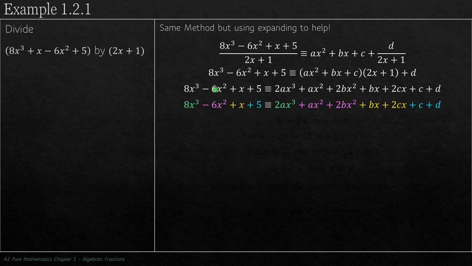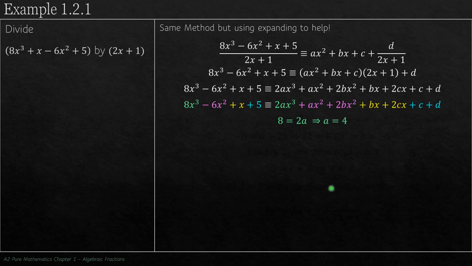Remember, a coefficient is the number that falls before the algebraic term. So the coefficient of x squared here is -6. So I'm going to compare coefficients on both sides and set up little equations to solve, which is a little bit easier than the previous method where we just look like we're guessing what the values are. So if we start with the x cubed term, I've got 8 here and 2a here, so I'm going to equate them, and then when I solve that I get a is equal to 4.